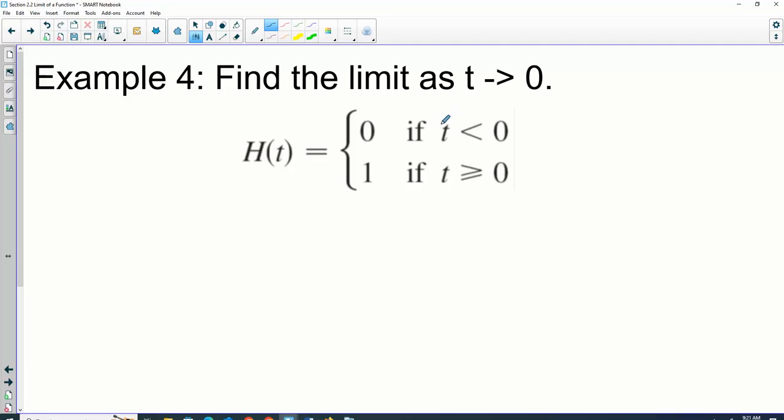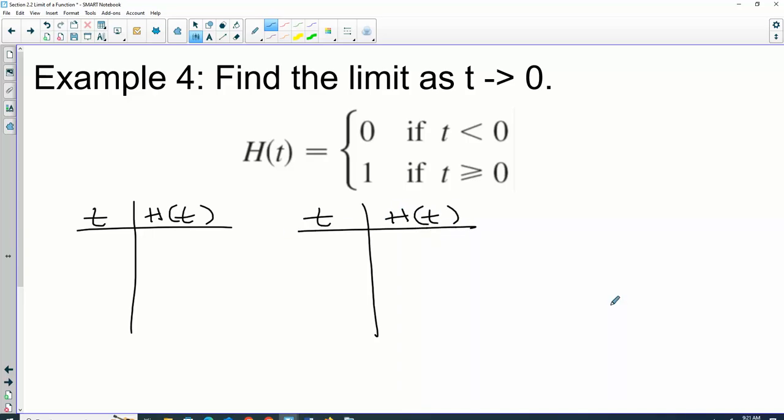Let's look at this one. If I want the limit as t approaches 0. Okay, so if I thought about my graph, my table here, we can look at a graph, we can look at a table. It's whatever you guys are most comfortable with. Graph-wise, 0 if t is less than 0. So if I put in anything smaller than 0, it's giving me 0. 1 if t is greater than or equal to 0. It looks like this.